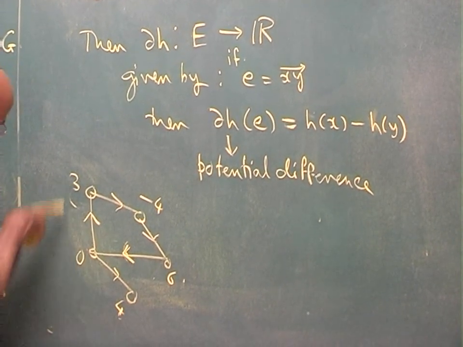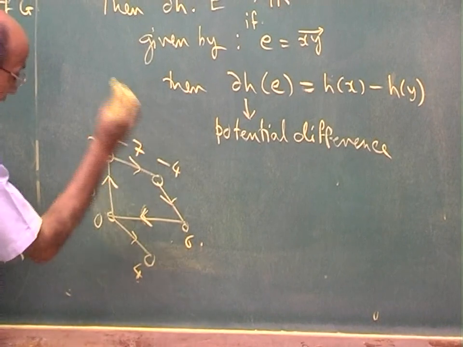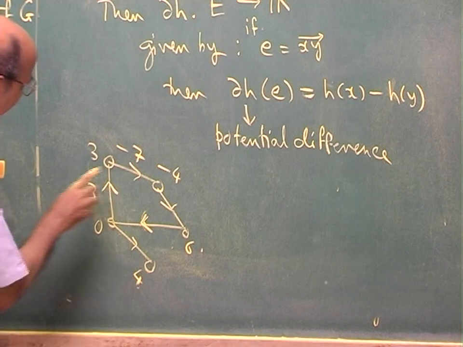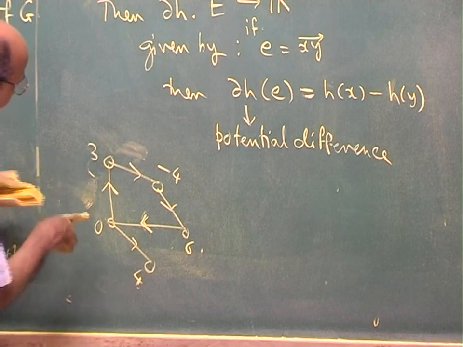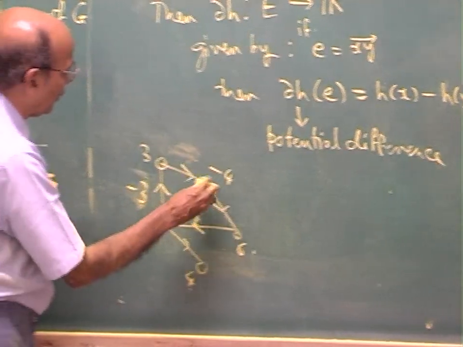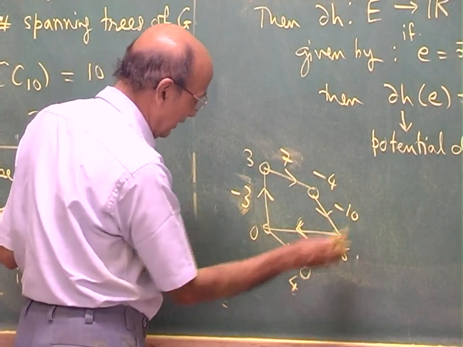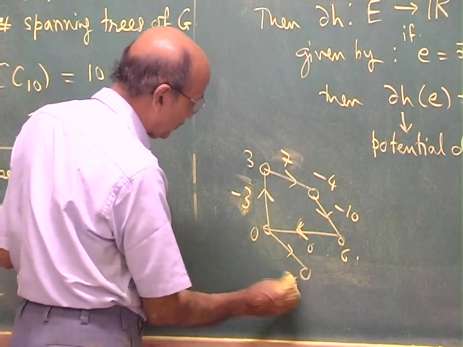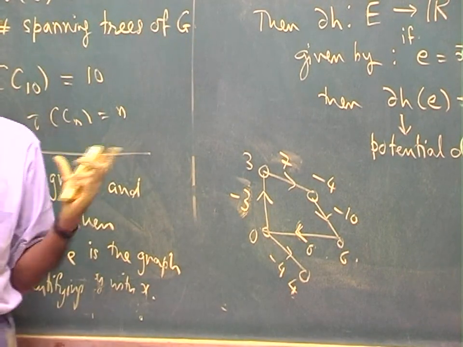What would I be writing here? It's 3 minus 0, therefore it's 3. It's minus 4 minus 3, therefore it's minus 7. 6 minus 4. No, I think I'm... Okay, no, I think 0 minus 3, therefore this should be minus 3. 3 minus 4, therefore it should be 7. Minus 4 minus 6, therefore it's minus 10. 6 minus 0, therefore it should be 6. And 0 minus 4, therefore it should be minus 4. Okay, so that's the potential difference.